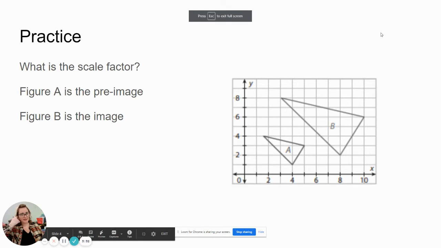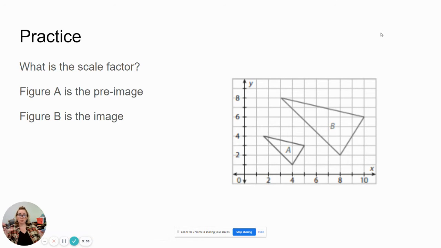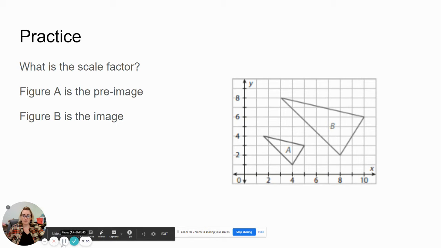Okay, so I'm going to have you guys practice this one really fast. Okay, figure A is the pre-image, so we're going from A to B, okay, and find a point on it. Figure out how they got there, how they multiplied or divided there. So take 30 seconds to be able to see if you can find this scale factor.